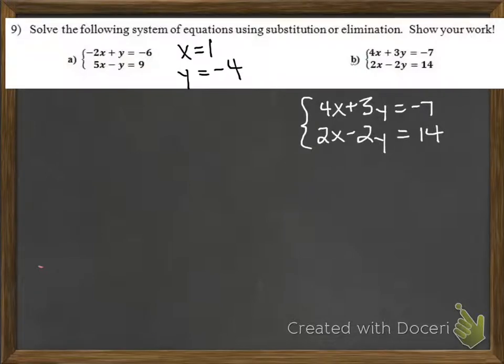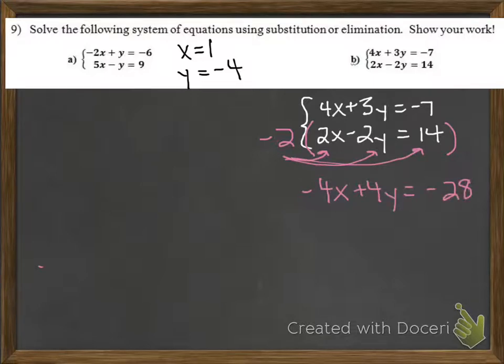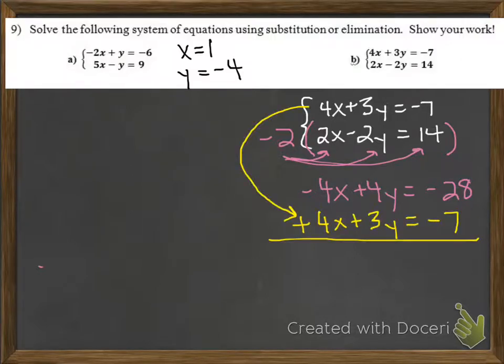I'm going to use elimination to solve this system, and I'm going to multiply the second rule by negative 2 so that my x's will eliminate. I have to make sure and distribute that negative 2 to all parts of the equation. Then I'm going to rewrite my first rule underneath the new rule that I just wrote and add them together. When I add those rules together, my x's eliminate, and I combine 4y and 3y to get 7y, and negative 28 and negative 7 to get negative 35.